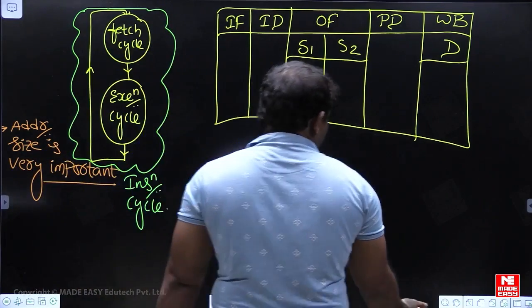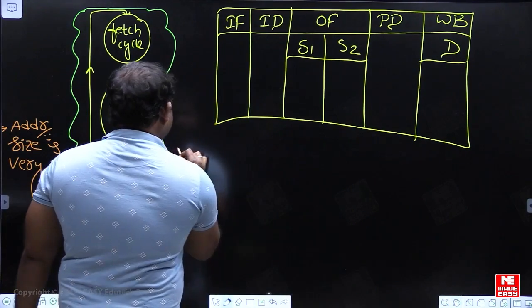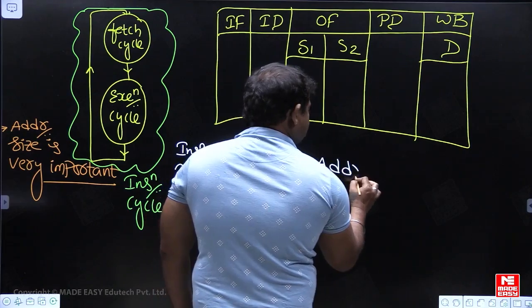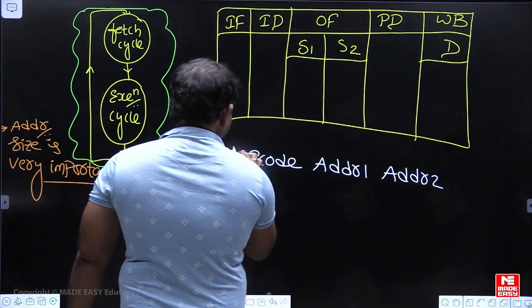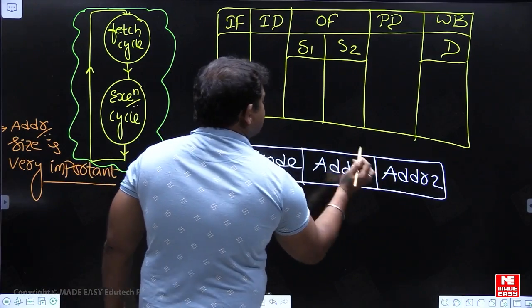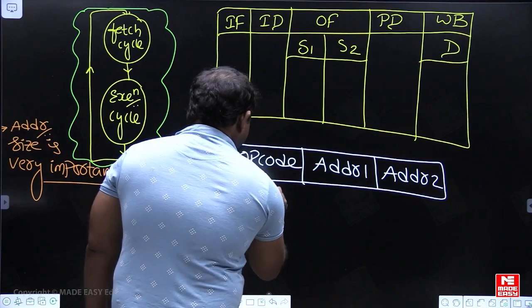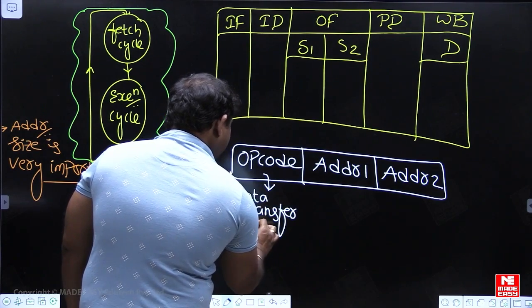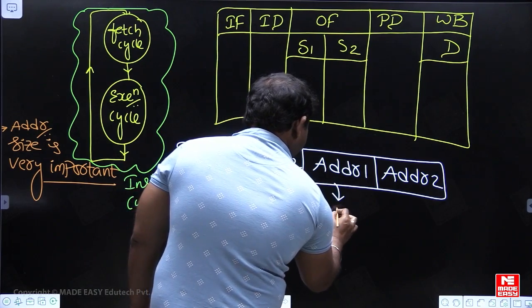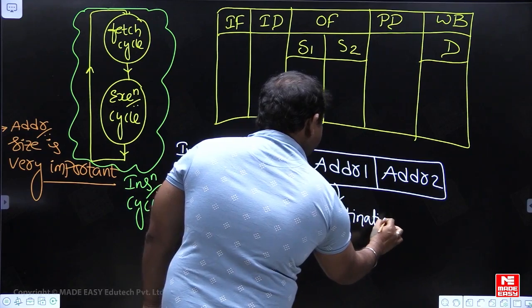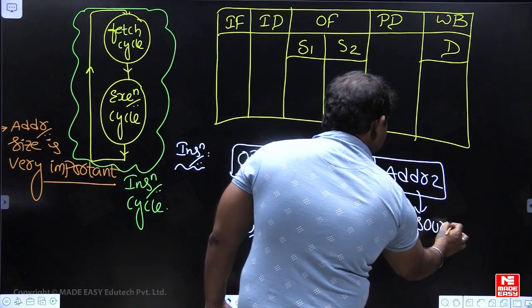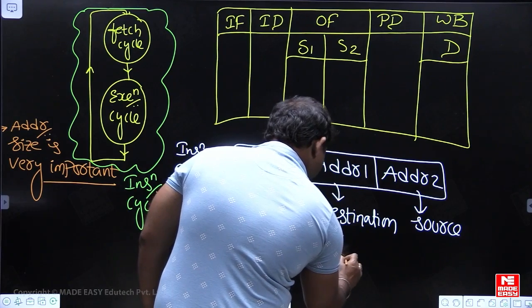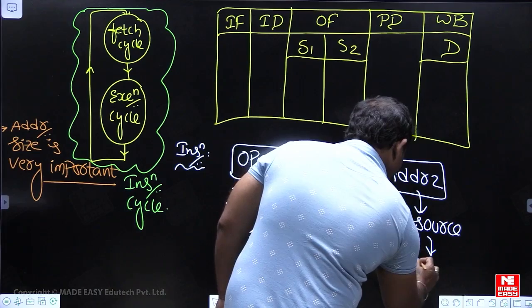So what is the instruction here? The instruction is a two-address instruction. See this: opcode, address 1 and address 2. This is the two-address format. What does this opcode indicate? The type of operation. They gave a data transfer operation. Now address 1, according to the question, is indicated as a destination. Address 2, according to the question, is indicated as a source. Is it clear? All right. Now address 1 uses direct addressing mode, and address 2 uses indirect addressing mode.